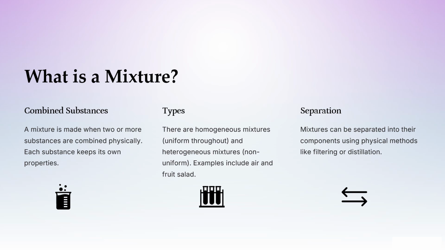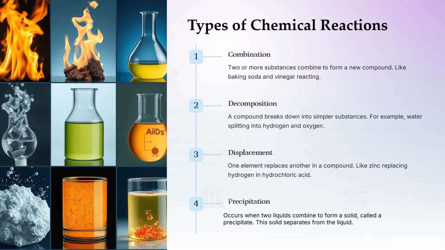What is a mixture? A mixture is a combination of two or more substances that are not chemically bonded. Here, I want to specify that substances means that it can be elements, compounds, or both. Next are the types. There are two types of mixtures, homogeneous mixtures and heterogeneous mixtures. Separation. Mixtures can be separated into their components using physical methods like filtration, distillation, evaporation, or crystallization.